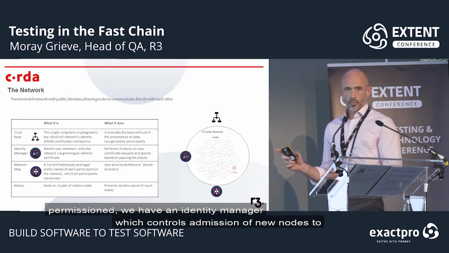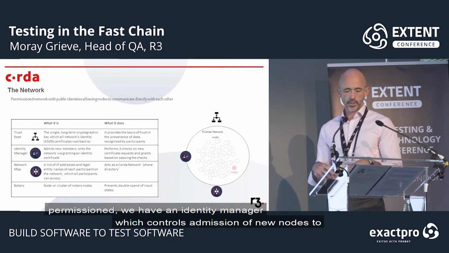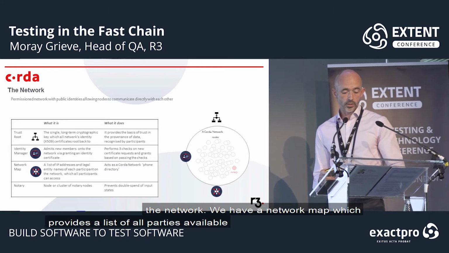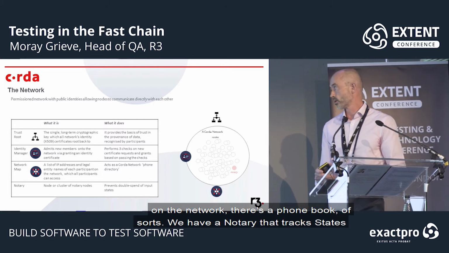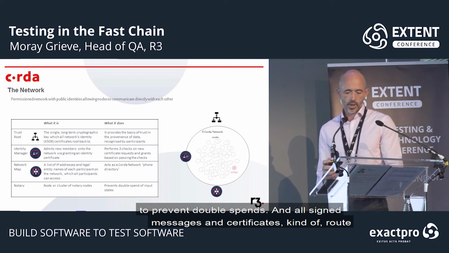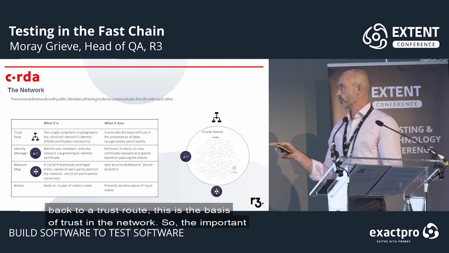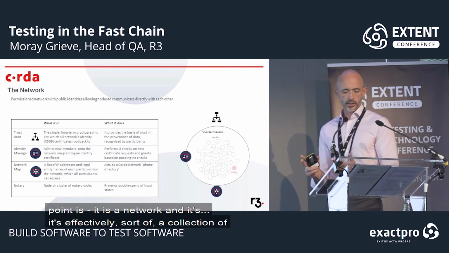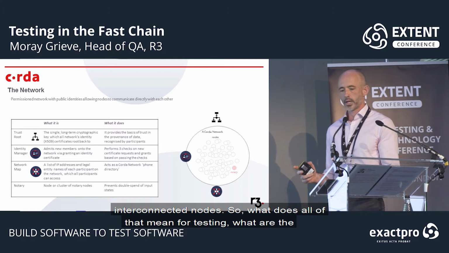So Corda networks are permissioned. We have an identity manager which controls admission of new nodes to the network. We have a network map which provides a list of all parties available on the network. So it's a phone book of sorts. And we have a notary that tracks states to prevent double spends. And all signed messages and certificates route back to a trust root. This is the basis of trust in the network. So the important point is it is a network, and it's effectively a collection of interconnected nodes.